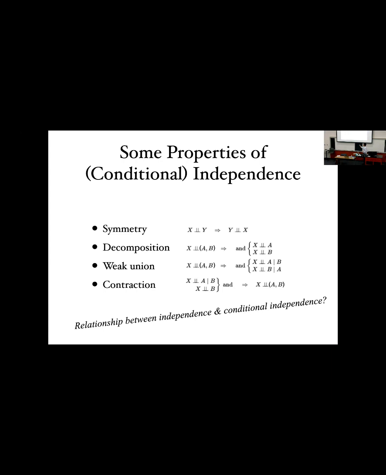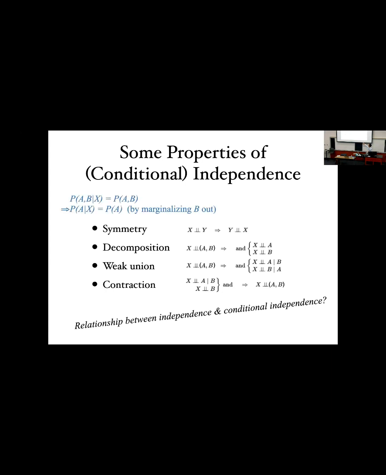Sorry about that. So first of all, clearly it's symmetric. And second of all, you can go from this kind of complex independence relationship to simple ones with decomposition. And here with weak union, you can go from independence to conditional independence, as you can see from here. And this is the contraction. You can go from simple independence relationships and conditional independence relationships to more complex independence relationships. And they can be easily proved.